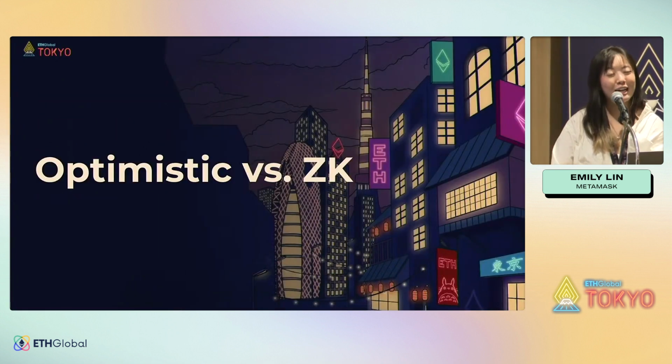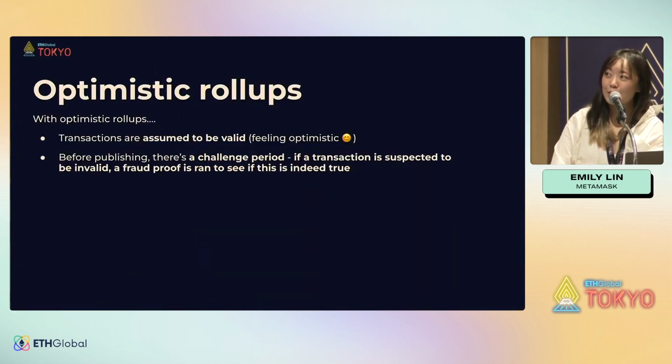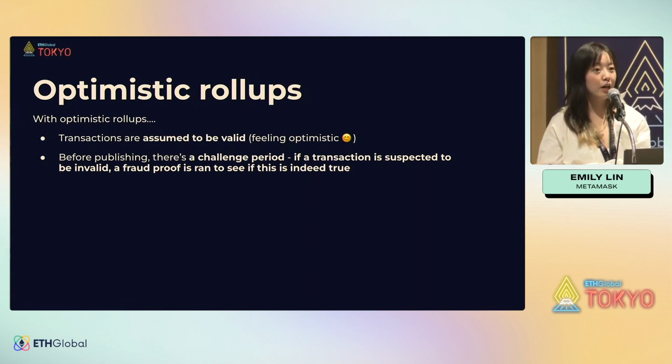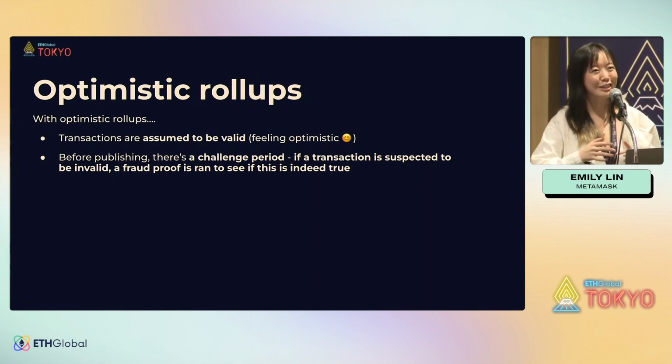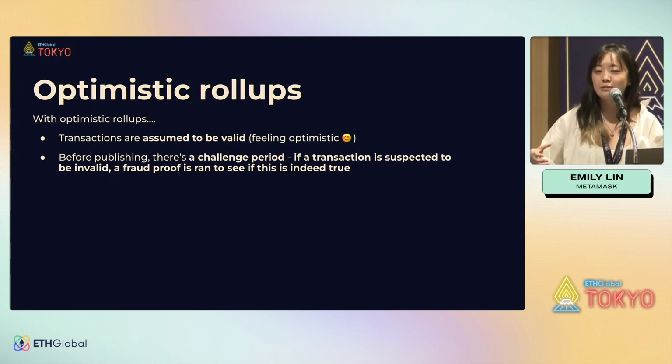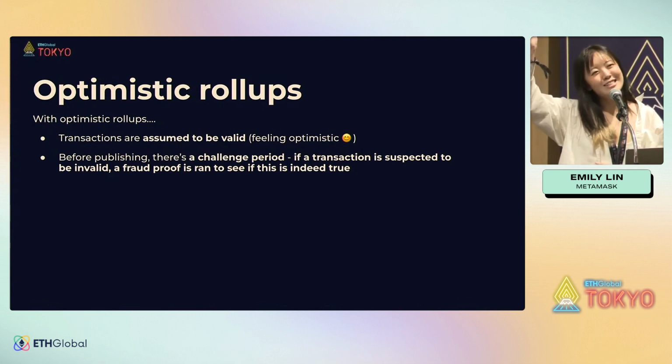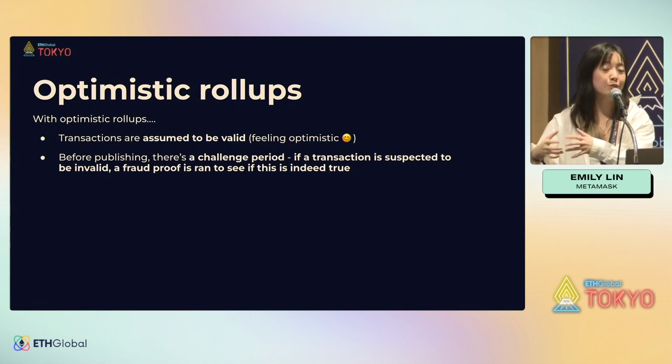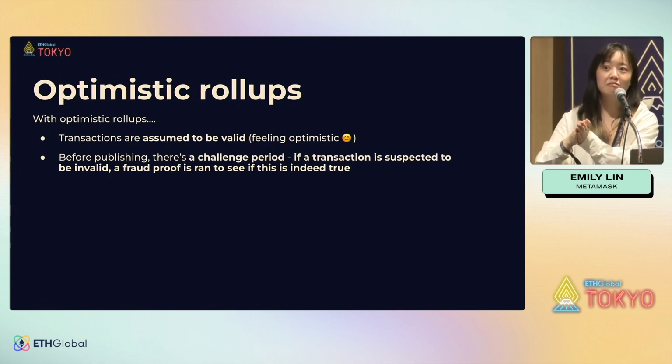Next, now I'm actually going to talk about optimistic versus ZK. Optimistic rollups do proof verification by basically not proving verification. What does that mean? They're optimistic because they assume that everything is valid. In order for it to be invalid, somebody has to send in a fraud proof. They say, hey, wait, that doesn't look exactly right. Let's run a fraud proof. If it proves that it's correct, then it'll post. If it proves that it's incorrect, then obviously that transaction is rolled back.